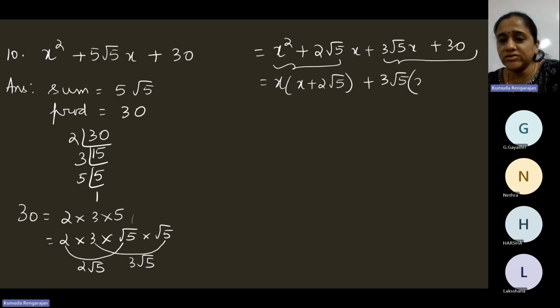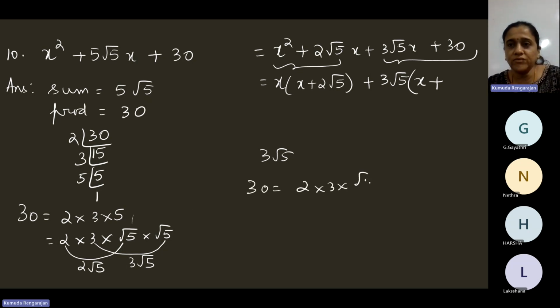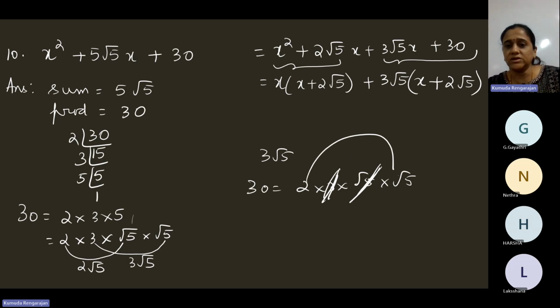Okay, so now 3 root 5 into x is 3 root 5x. Plus into plus is plus. Now 3 root 5 into what is 30? What is 30 actually? 30 is 2 into 3 into root 5 into root 5. Now if 3 root 5 is common, then you should write 2 root 5 inside, because this 3 and root 5 is common outside. So 3 root 5 into 2 root 5 is 30. Now whatever is common here, write it once, and then this one and this one, put it in the other bracket.